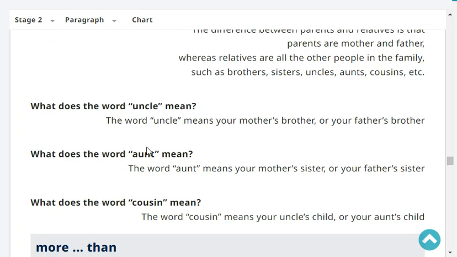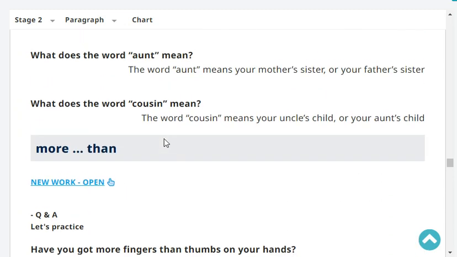What does the word uncle mean? The word uncle means your mother's brother or your father's brother. What does the word aunt mean? The word aunt means your mother's sister or your father's sister. Right? What does the word cousin mean? The word cousin means your uncle's child or your aunt's child. Very good.